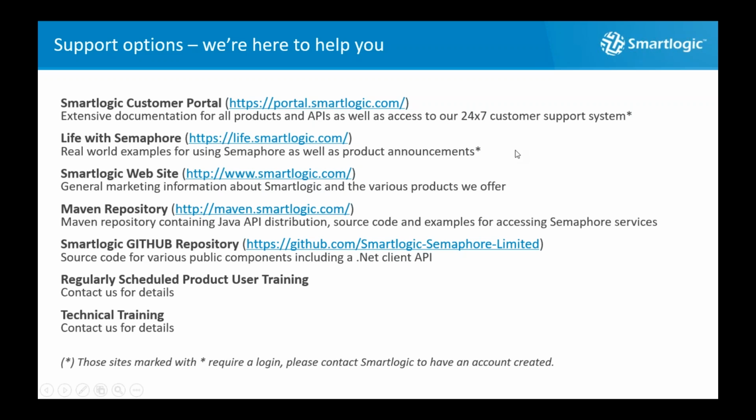From a programming perspective, we also have a Maven repository and a GitHub repository. The Maven repository contains various standard Maven repository artifacts such as the Java API, some source code and examples. The GitHub contains more source code, including a .NET Client API in the GitHub repository itself.